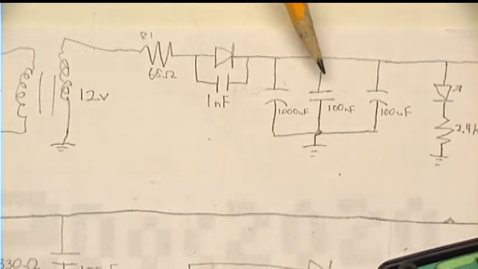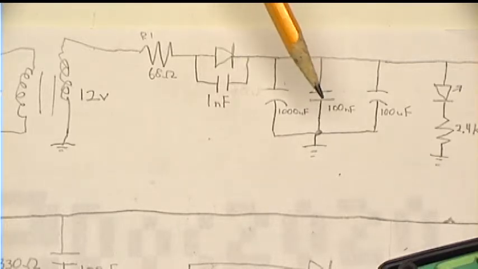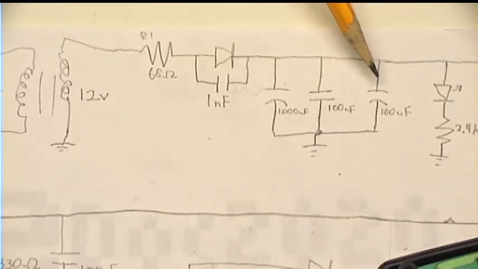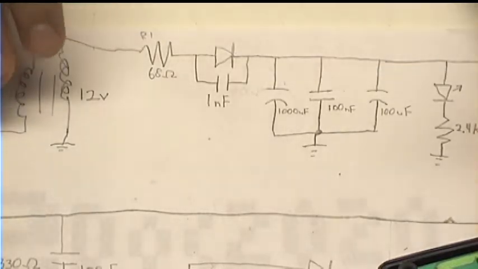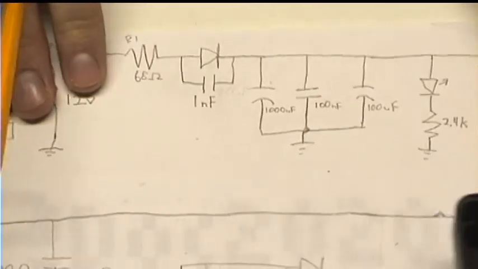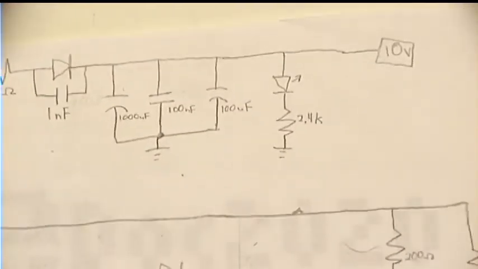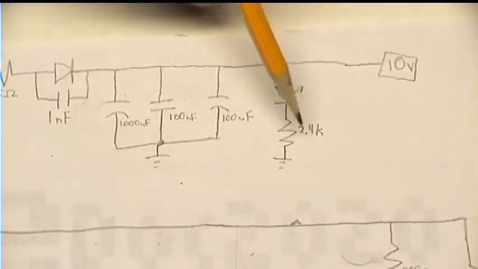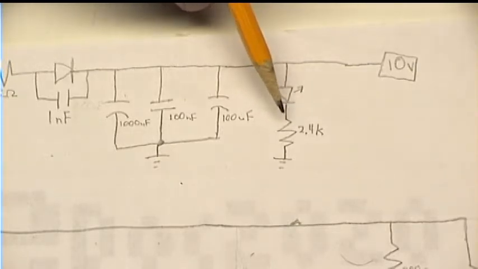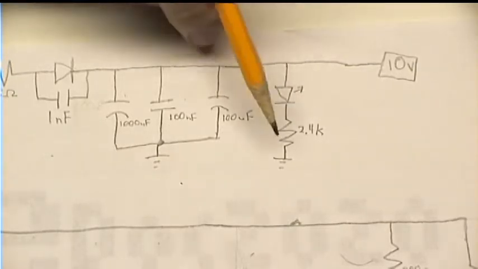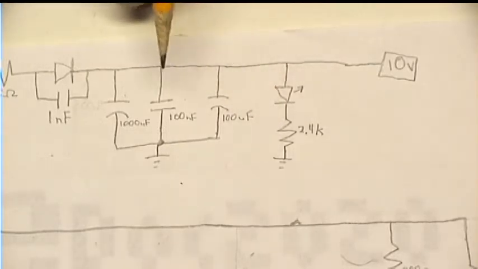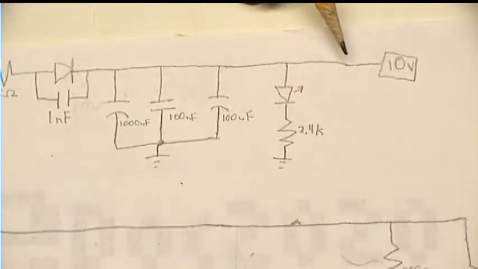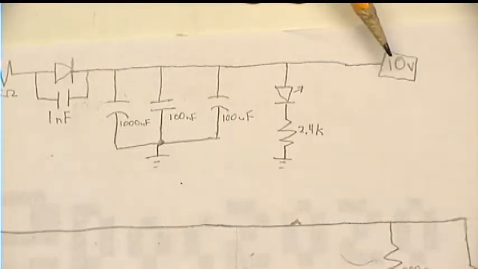We have a 100 nanofarad capacitor for decoupling. And we have another 100 microfarad capacitor for more power supply smoothing. And then we have a red LED and a 2.4K resistor, just as an indicator so you know that it's on. And this supply generates about 10 volts DC.